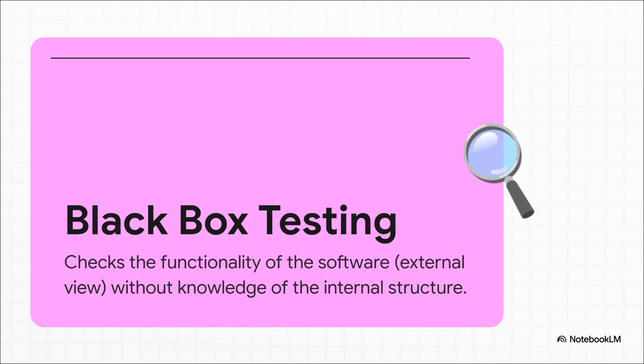So, what does that mean in the software world? Well, black box testing is all about checking the software's functionality without knowing anything at all about the code that makes it run. It's all about the inputs and the outputs. You click a button and you check if the right thing happens on the screen. You honestly don't care how it works on the inside, just that it works the way it's supposed to.